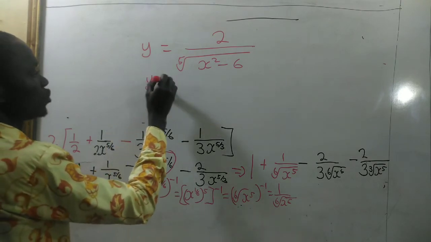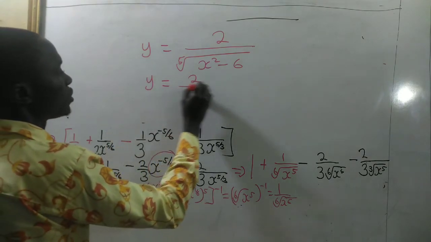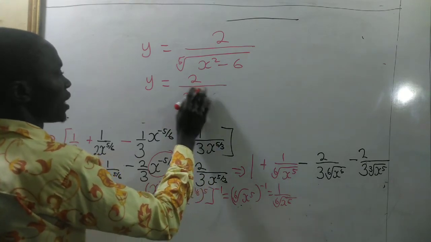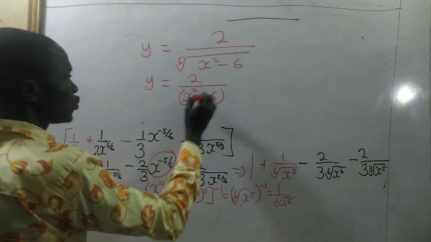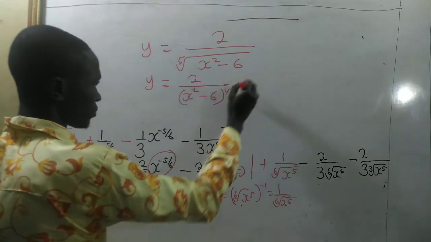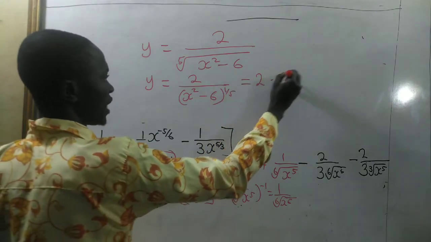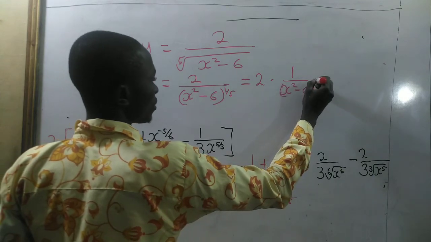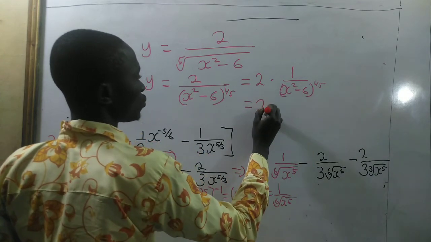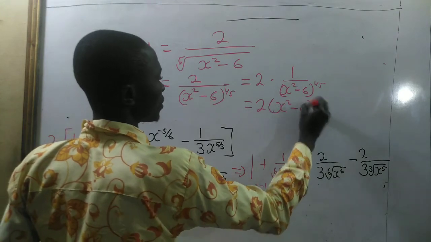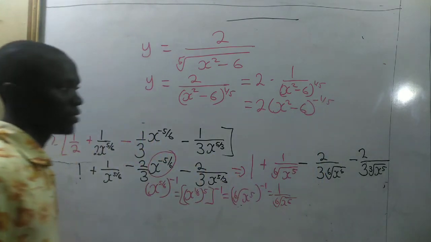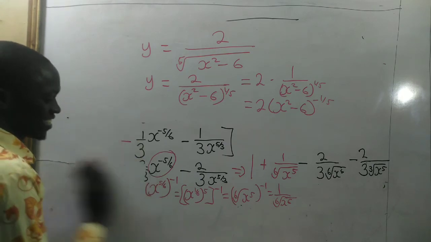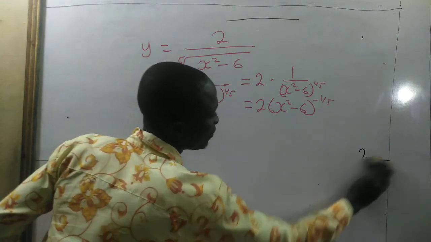So here we have y equal to 2 divided by the fifth root of x squared minus 6, which is x squared minus 6 to the power 1 out of 5. And this is the same as 2 times 1 divided by x squared minus 6 to the power 1 out of 5. And this is the same as 2 times x squared minus 6 to the power negative 1 out of 5. And we are good to go with the chain rule. Okay, so what will the chain rule give us?